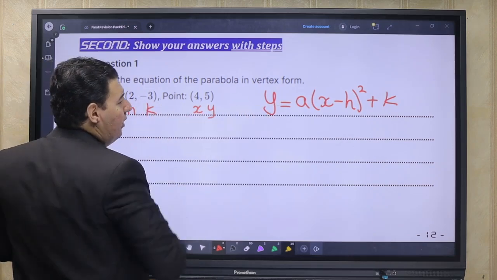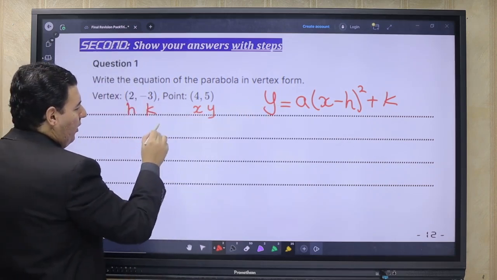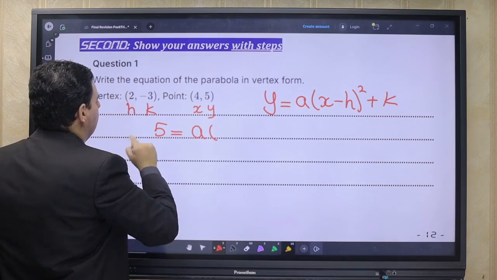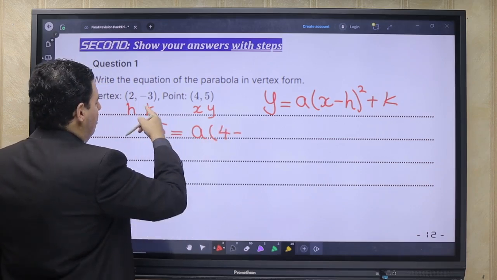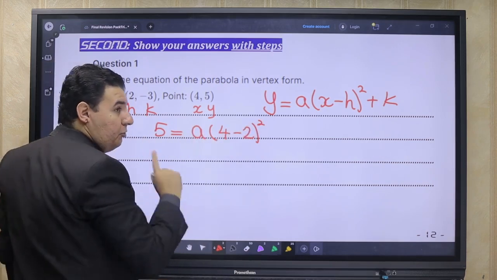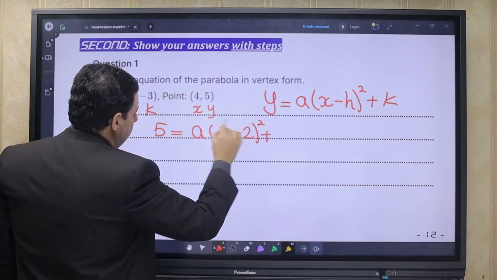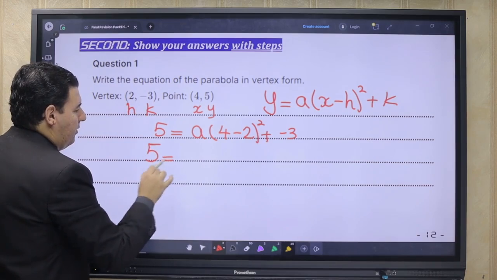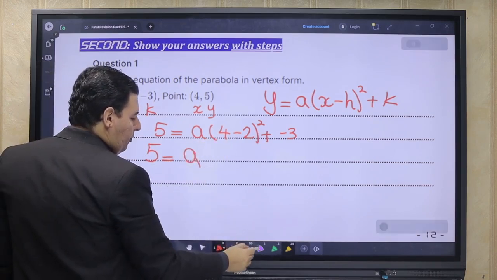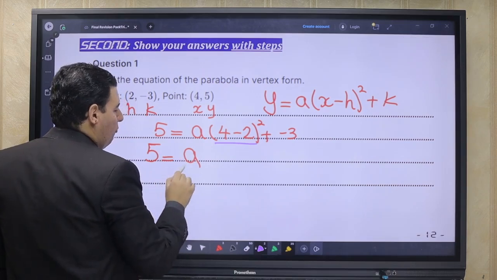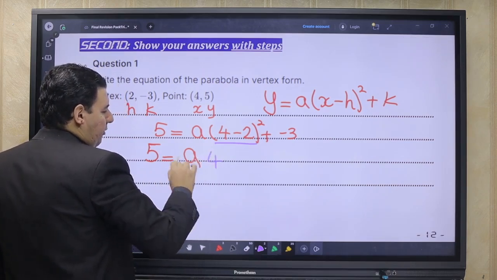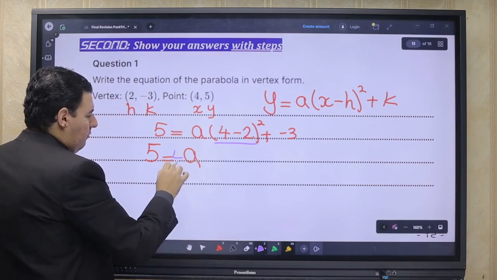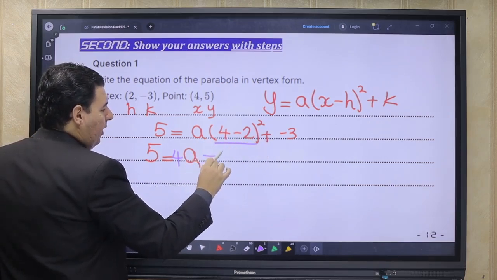Substituting for these variables in this equation, y, it will be 5 equal a bracket x, which is equal to 4, minus h, equal to the power of 2. Don't forget power 2, very important. Plus k, which is -3. We will keep 5 as it is. A, 4 minus 2 bracket to the power of 2, it will be 4. So 4a, it's better 4a. Plus -3, it will be -3.